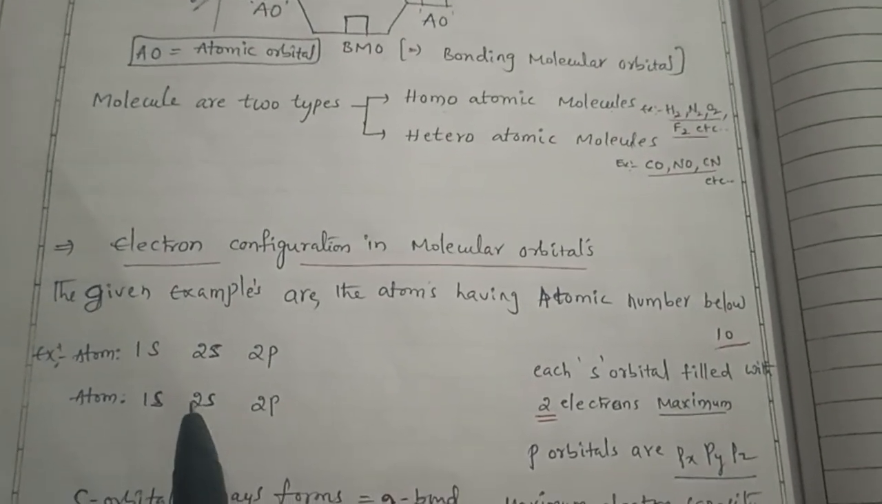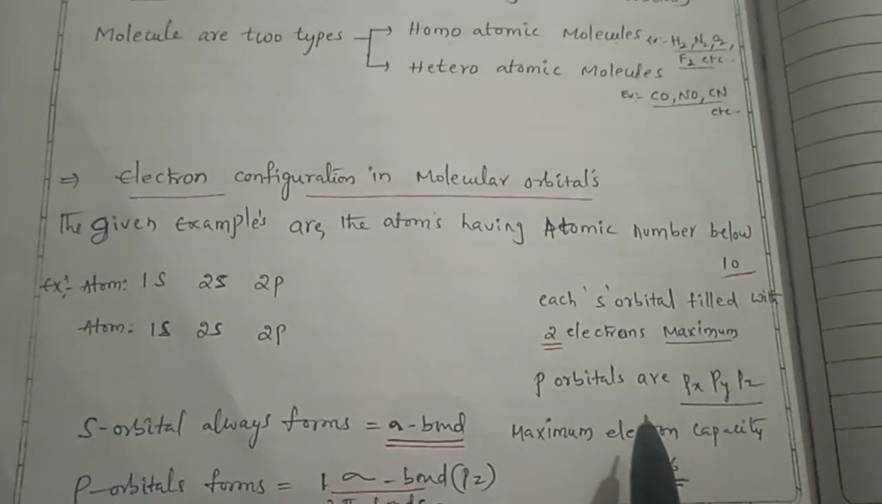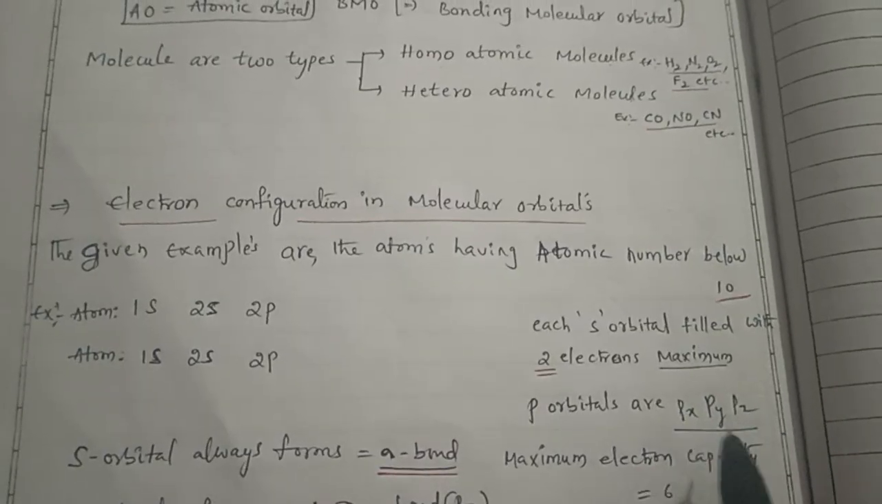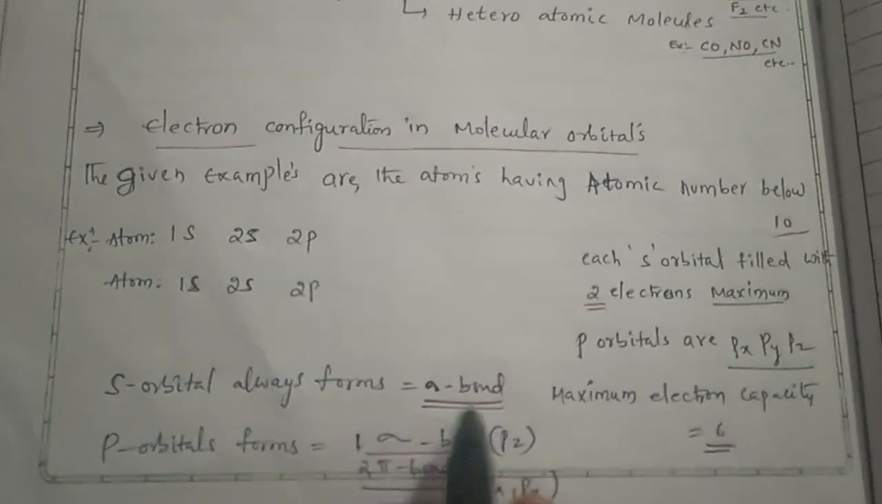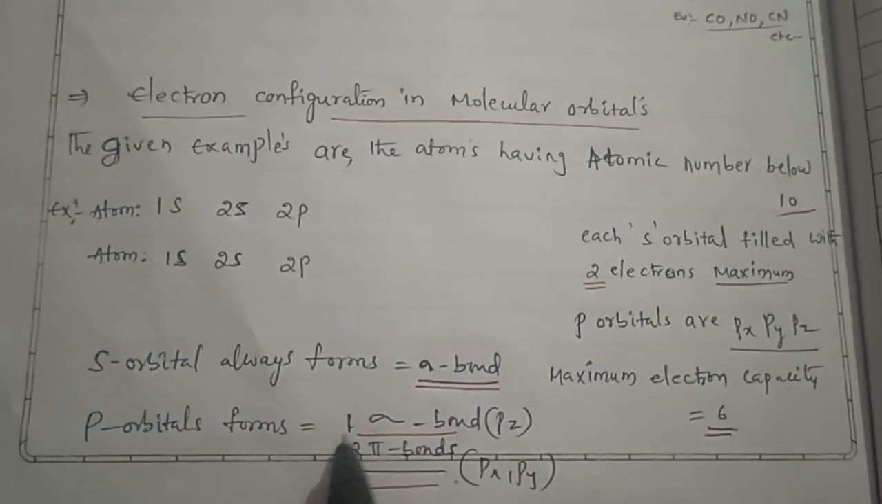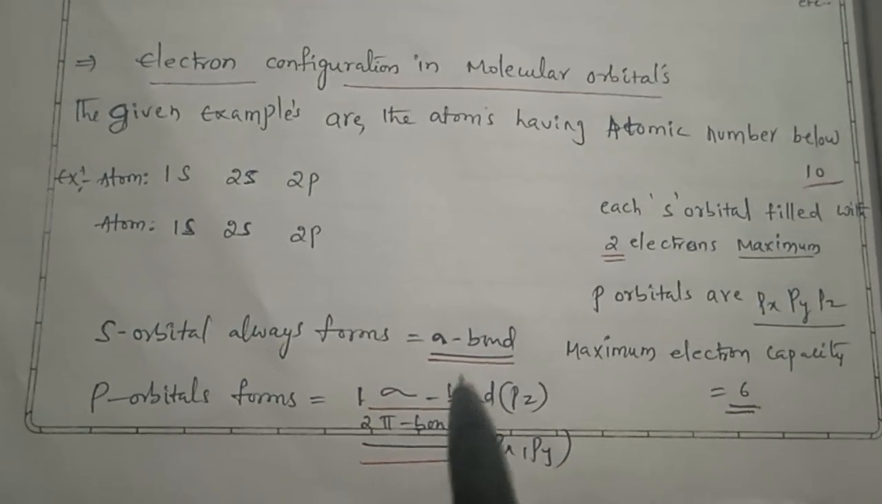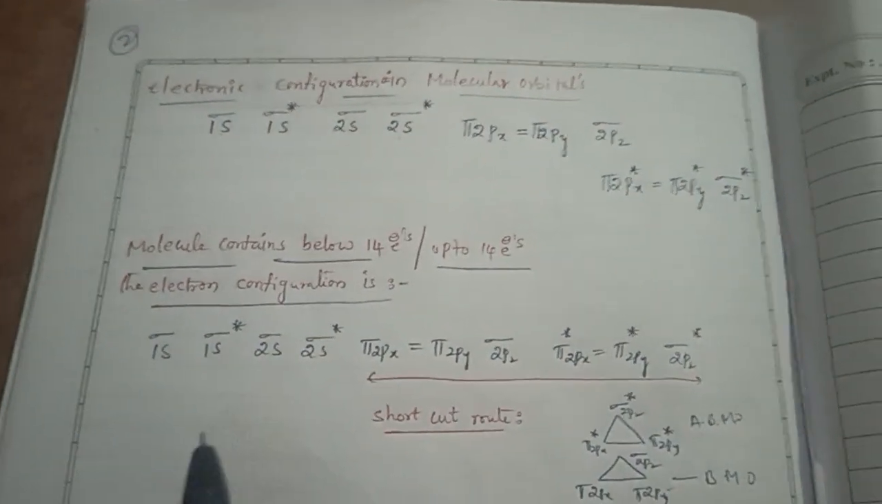The s orbital's maximum electron capacity is 2, and p has px, py, pz, three suborbitals, so its maximum electron capacity is 6. The s orbital always forms sigma bonds, and of the p orbitals, one involves in sigma bond formation and the remaining two involve in pi bond formation. Right, let's move on to the electron configuration in molecular orbitals.